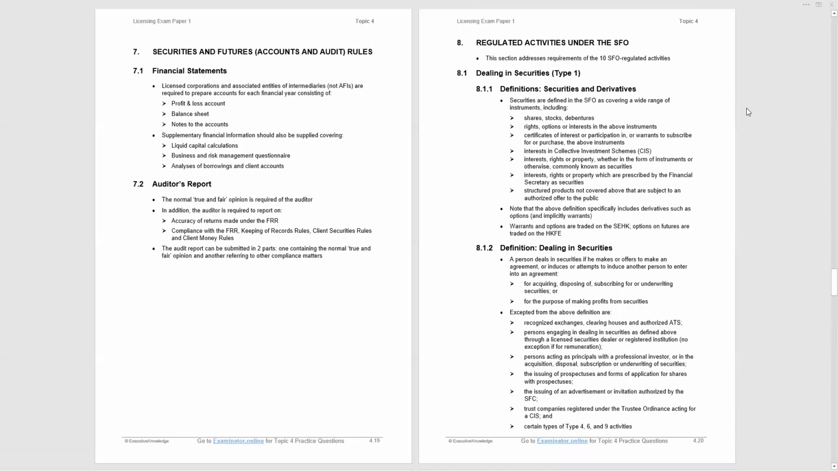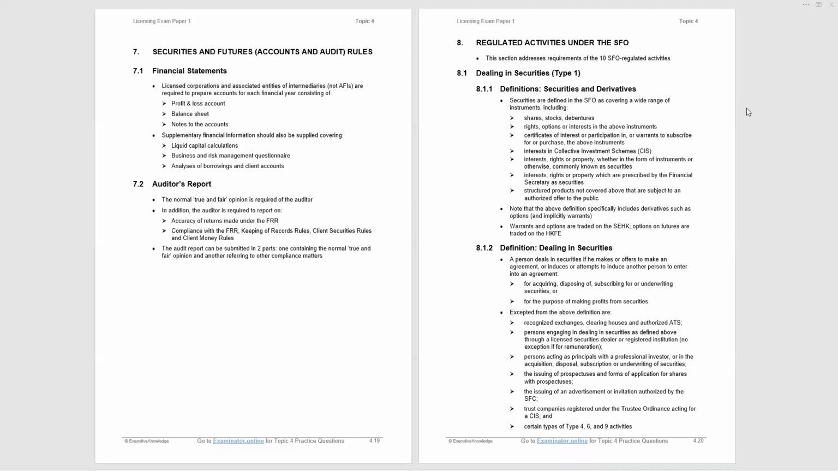And then the last set of rules that we're going to look at under topic 4, the accounts and audit rules. These are old, you can tell by the terminology. And these rules give details of the financial statements that should be prepared by intermediaries. Profit and loss account, balance sheet, notes of the accounts, and also supplementary information. And these rules also outline the requirements for the auditor's report.